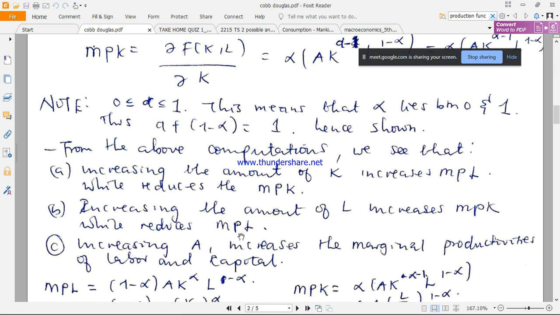But the marginal product of labor, since you have increased the labor, people will maybe start fighting amongst themselves, because with more numbers comes more confusion. So the marginal product of labor is going to reduce, but the marginal product of capital is going to increase. So there is that negative relationship between the factor you're increasing and its marginal productivity. If you increase labor, the marginal product of labor is going to reduce, but the marginal product of capital is going to increase. If you increase capital, then the marginal product of capital is going to reduce, while the marginal product of labor is going to increase.